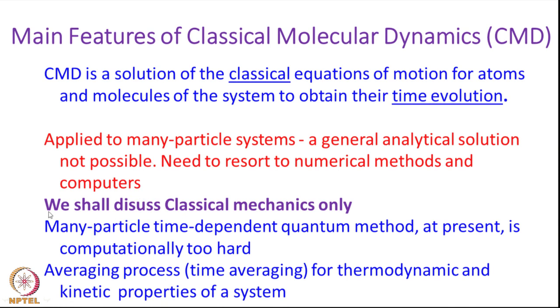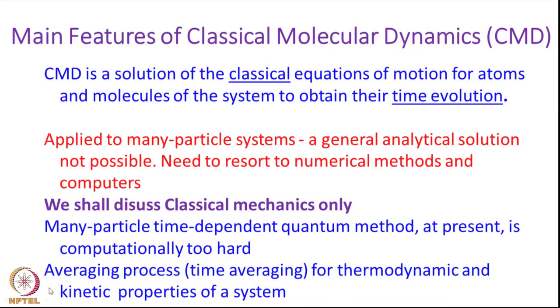As I mentioned, we will discuss only classical mechanics, because many particle time dependent quantum methods are very difficult. The time dependent quantum method involving the Schrodinger equation is much more difficult than classical molecular dynamics, and classical molecular dynamics gives you fairly accurate results for certain systems. We will also see which systems we can study and what are our algorithms for classical molecular dynamics.